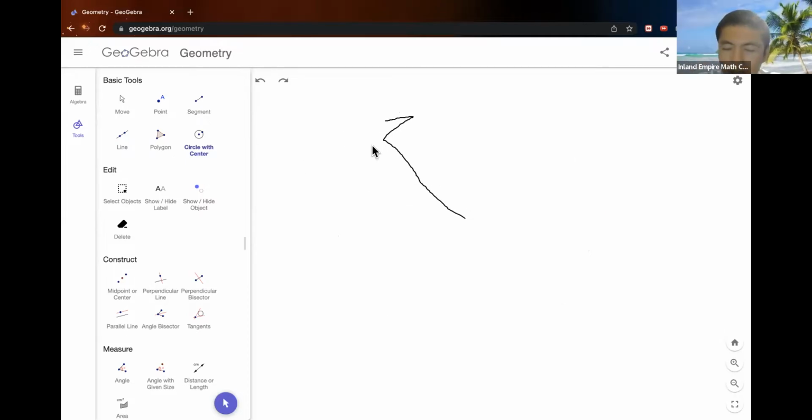Like from a given point. Okay, we'll start with a line segment and a point above the line segment.